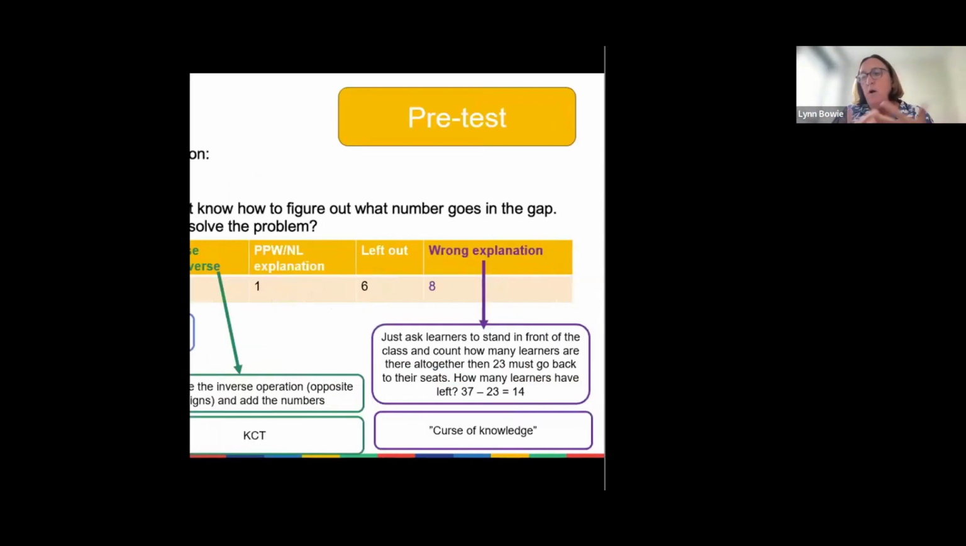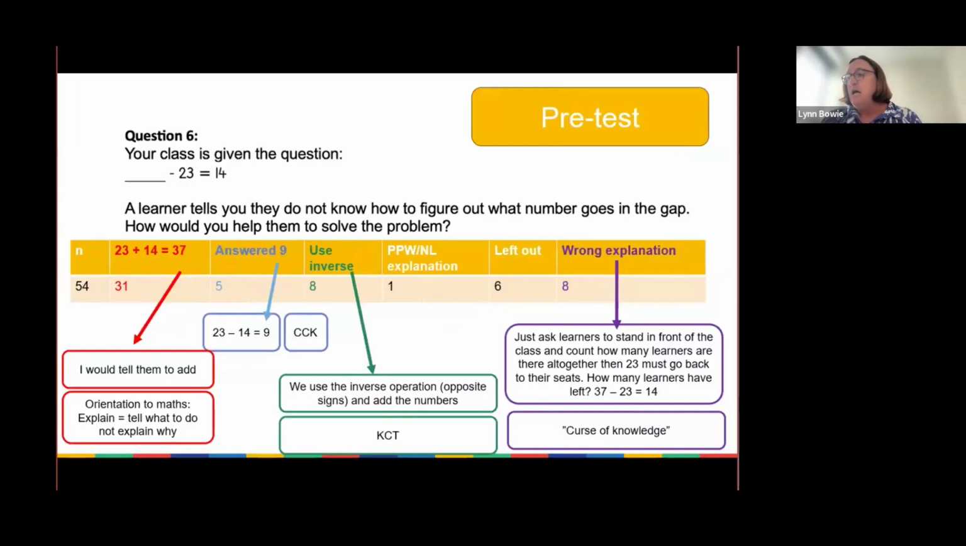And so what we saw in asking them in the pre-test this question, I don't know, my screen's gone funny now. I don't know if others can see it, but the question was, how would you help your class answer a question like what minus 23 is 14?